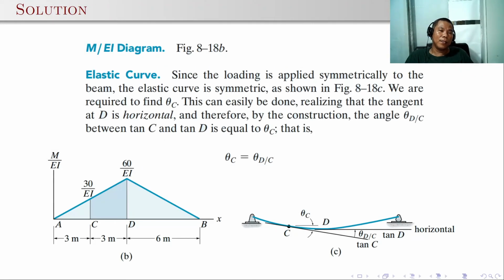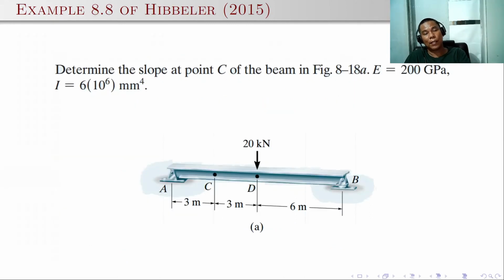Here, you can just compute the reactions first because this is a simply supported beam and symmetrical. So just divide 20 kilonewton by 2. So the reaction at A is 10 kilonewton up and the reaction at B is 10 kilonewton up. So there should be the same reaction, 10 kilonewton up for A and B.